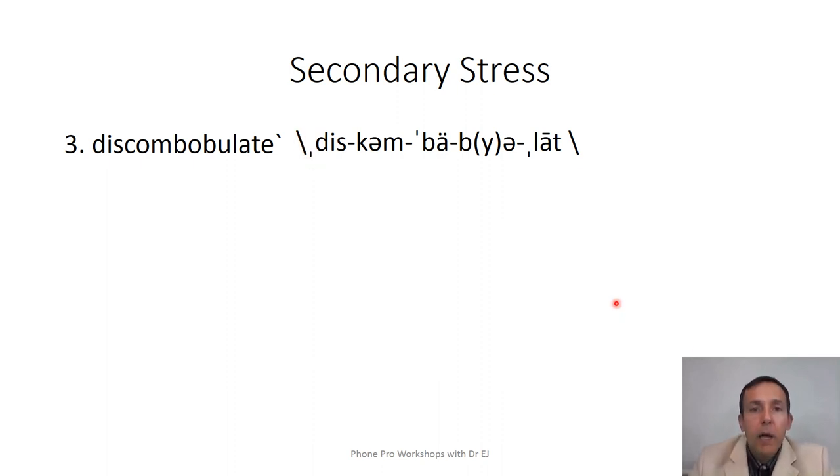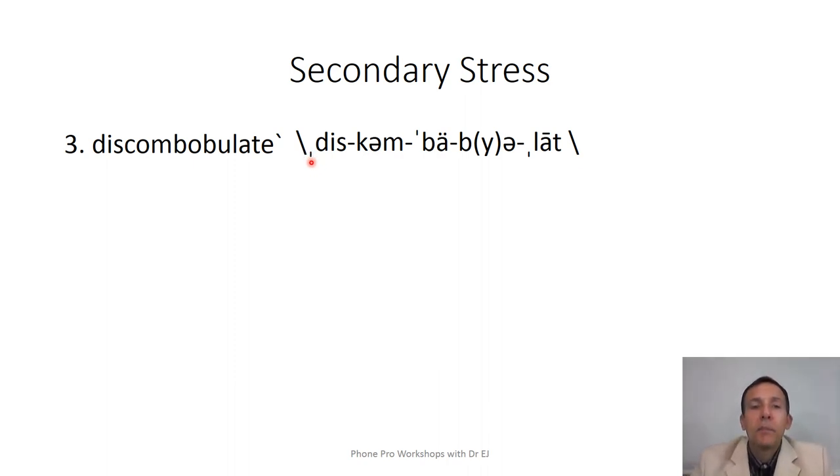Now take a look, the primary stress symbol is this one here, and that is above the word. See? So based on the previous slide, we have to stress the syllable to the right of the primary stress. So this syllable is the heaviest stress in the word. However, if we take a look at this syllable here, dis, we see that there is a symbol here. This is the symbol of the secondary stress. Simple. The primary stress goes above the word. The secondary stress goes under the word.